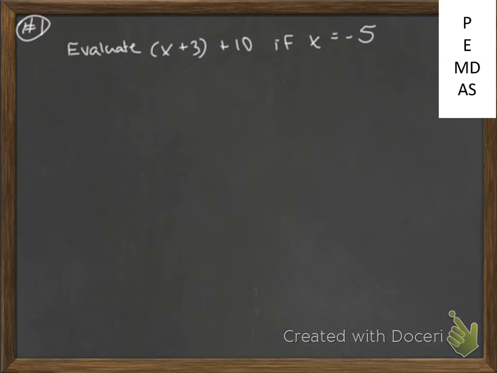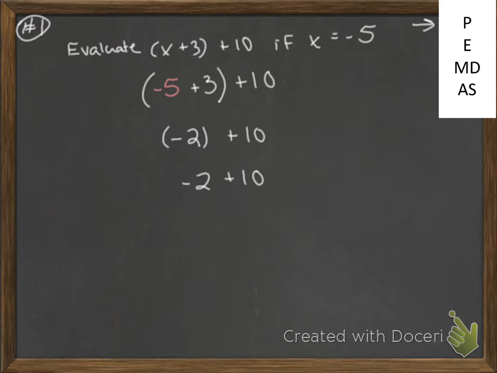So this one says evaluate (x plus 3) plus 10 if x equals negative 5. So wherever I see an x, in place of x, I'm going to write a negative 5. So I have (negative 5 plus 3) plus 10. Remember, please excuse my dear Aunt Sally, tells me that I have to do the parentheses first. So negative 5 plus 3 is negative 2. If you'd like, you can keep it in parentheses. You certainly don't have to. So then you have negative 2 plus 10, and of course that gives you 8. So that's the answer to the first expression.